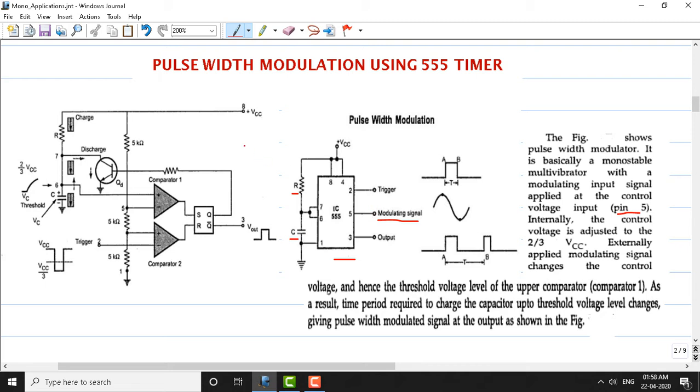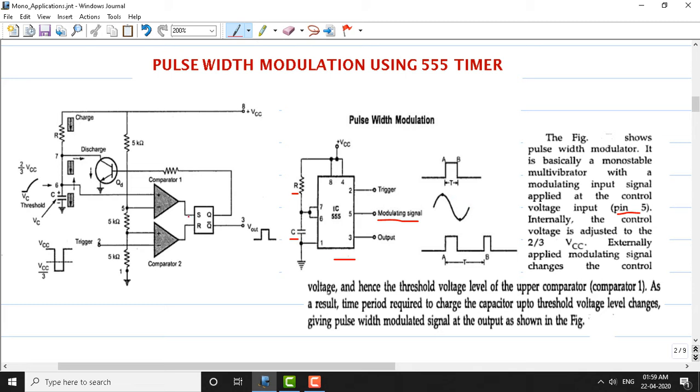The reason for giving the circuit adjacent to this schematic version is so that we understand what changes happen in the circuit when we apply this modulating signal at pin number 5. So now we can go back to the circuit and mark where exactly pin number 5 is, and then you can see what changes happen in the circuit. At pin number 5, which is nothing but the control voltage, we are going to apply the sinusoidal voltage, which is a time varying signal.